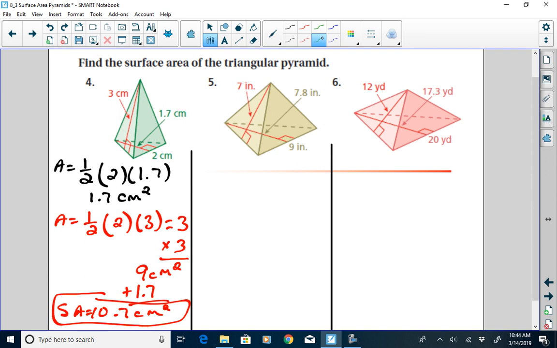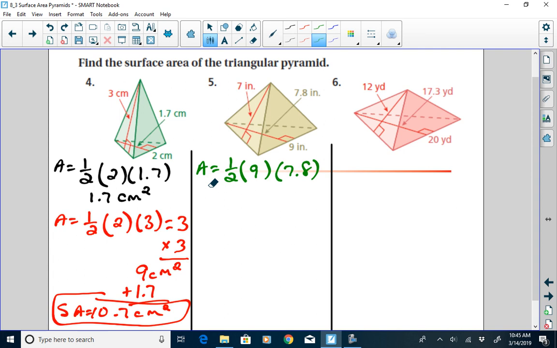We start with the area of the triangular base. It looks like it's an equilateral triangle. All of the sides are the same. So I start with my area, which is going to be equal to 1/2 the base times height. Your base is 9. Your height here is 7.8. All right, and then you multiply 1/2 times 9 times the 7.8.